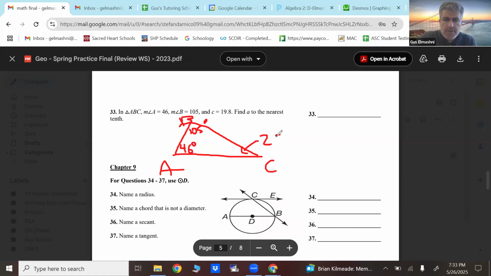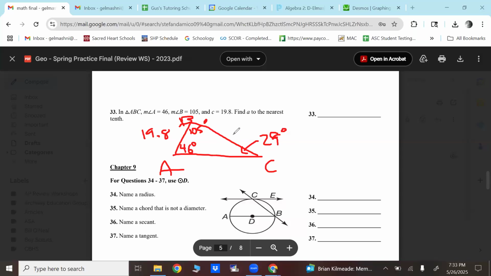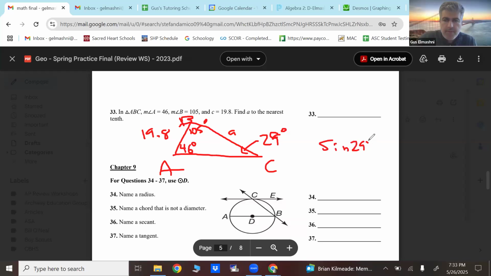Plus 29 degrees. It's 19.8. So you're going to have to use law of sines for that one. Sine 29 degrees over 19.8 equals sine of 46 degrees over A. Cross multiply, solve, work it out, get the answer.